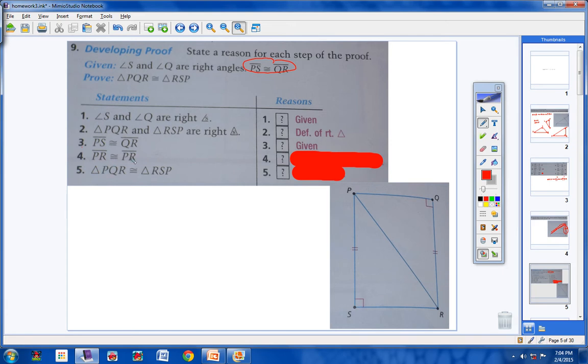PR is congruent to PR. Well, guys, we know that. That's reflexive. PR is congruent to PR.